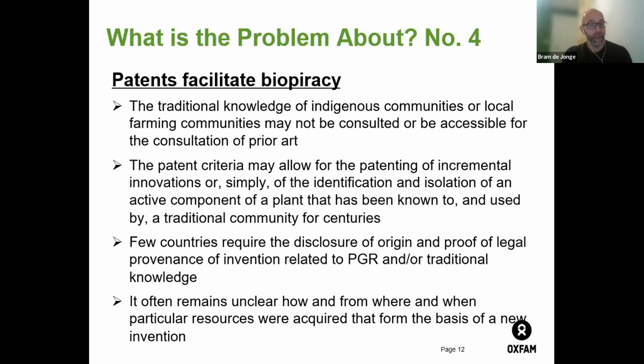The patent criteria may allow for the patenting of incremental innovations or simply of the identification and isolation of an active component of a plant that has been known and used for centuries. Few countries require the disclosure of origin and proof of legal provenance of an invention related to existing plant genetic resources or traditional knowledge. And often it remains unclear how and from where and when particular resources were acquired that form the basis of a new invention. And that's why this practice of patenting can facilitate biopiracy.